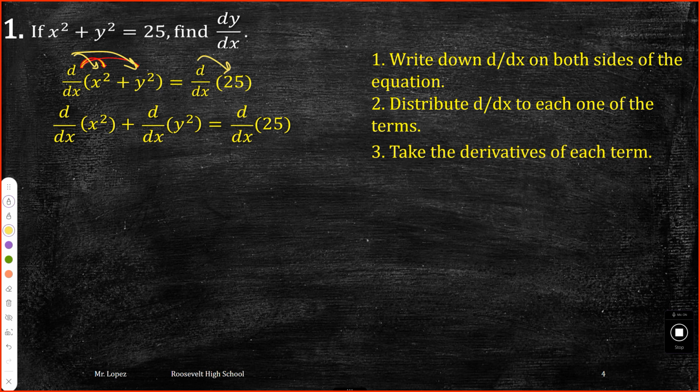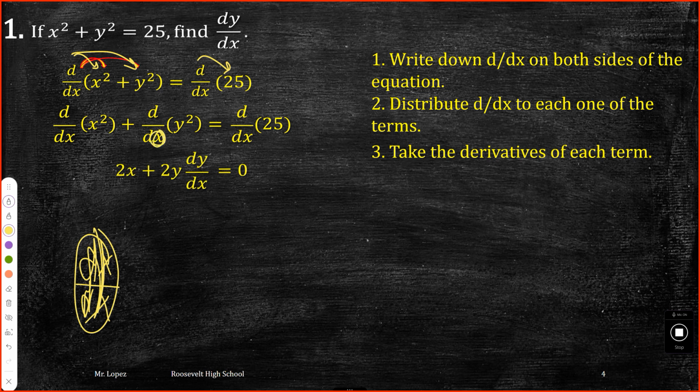The derivative of x squared is 2x times dx/dx, which is 1. We don't ever write down the derivative of x with respect to x, that's why. But whenever it's a different variable than the one we're differentiating with respect to, it's going to be 2y dy/dx, and this is 0. And we just solve for dy/dx.